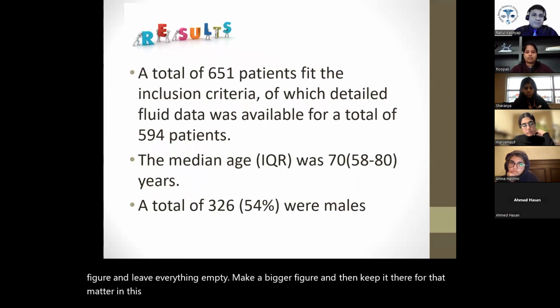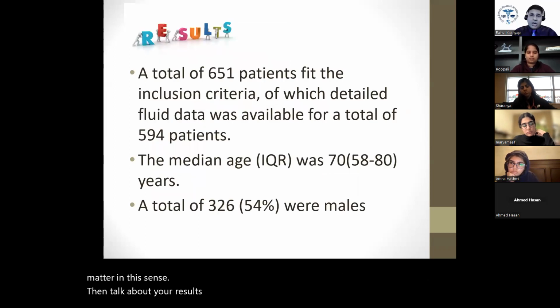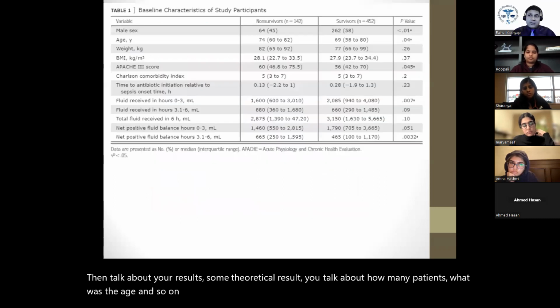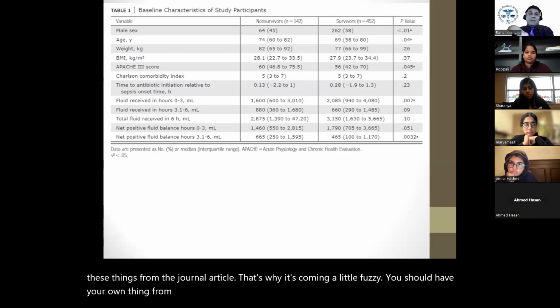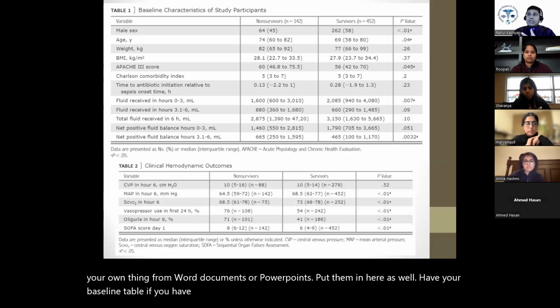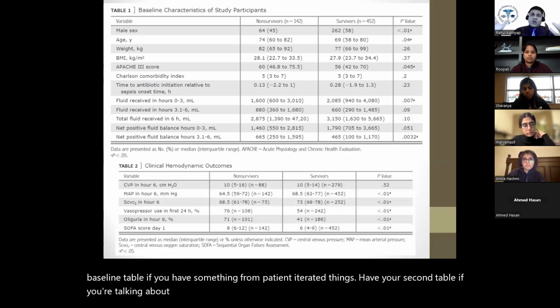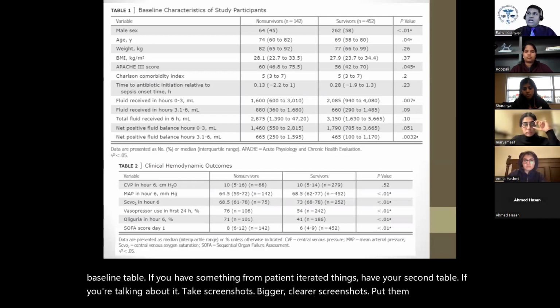Then talk about your results. Some theoretical results: you talk about how many patients, what the age was, and so on. And your tables, you can talk them through. I picked up these things from the journal article. That's why it's coming a little fuzzy. You should have your own from Word documents or PowerPoints. Put them in here as well. Have your baseline table if you have patient data related things. Have your second table if you're talking about it. Take bigger, clear screenshots, put them in, and talk them through.